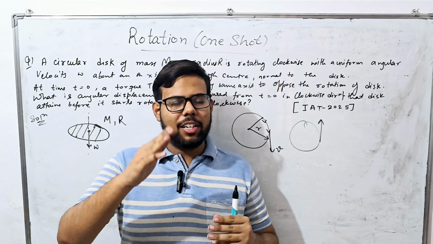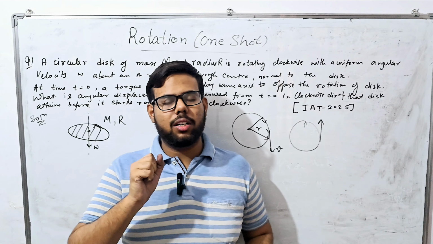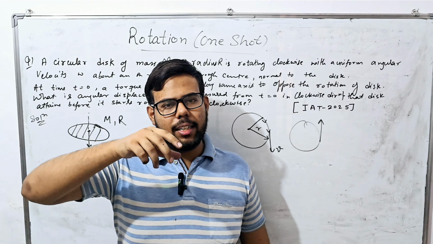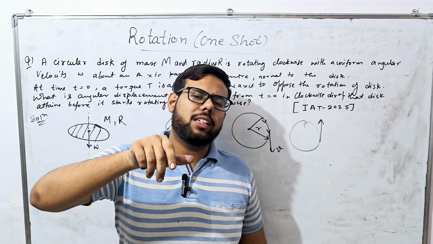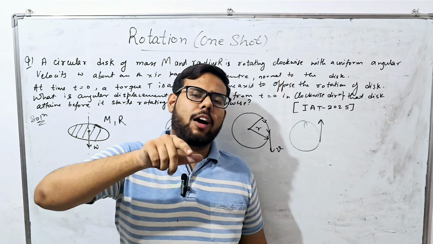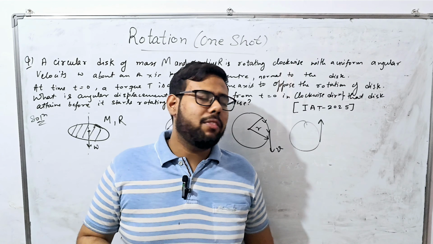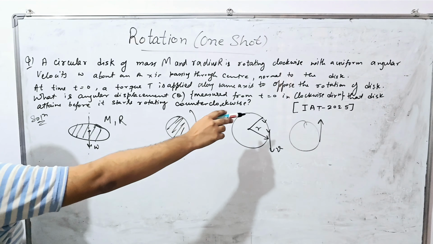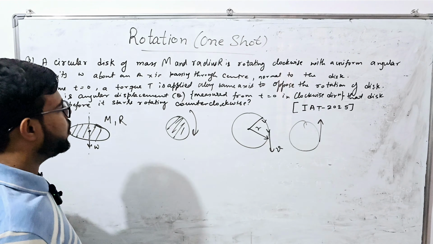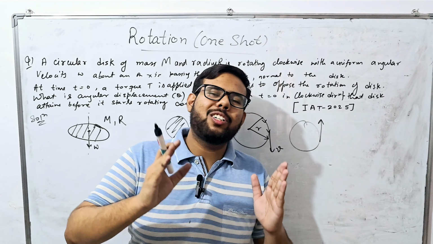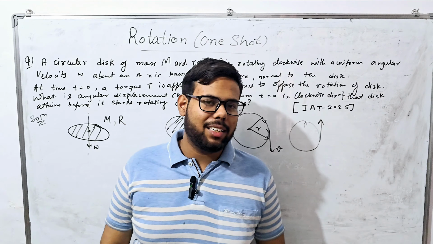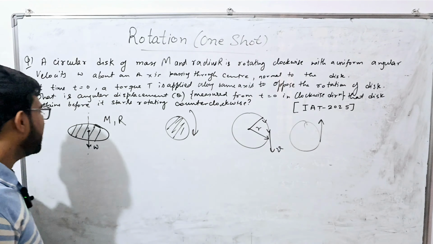So we are applying a torque to oppose its motion. If it is moving clockwise and you apply torque, there will come a point where its angular velocity becomes 0, and if you apply more torque it will start rotating in the other direction, counterclockwise. So we are asked the displacement the disk attains before it starts rotating counterclockwise. Basically we have to check when the angular velocity becomes equal to 0, correct?